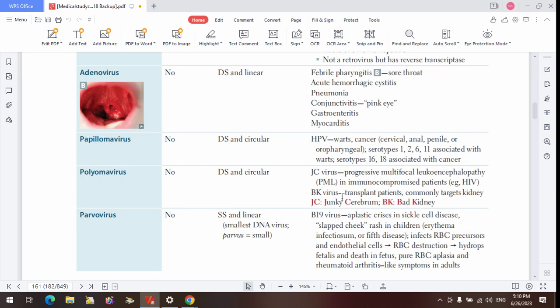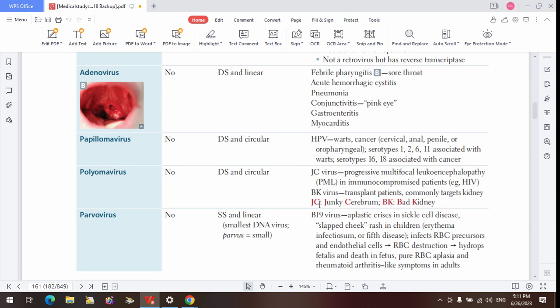Do you guys remember any medication for JC? That medication is natalizumab. So with natalizumab or an immunosuppressed state from anything, HIV, they can have JC virus, which will present with problems affecting the occipital lobe, causing visual problems, and the parietal lobe. Those are the two areas.